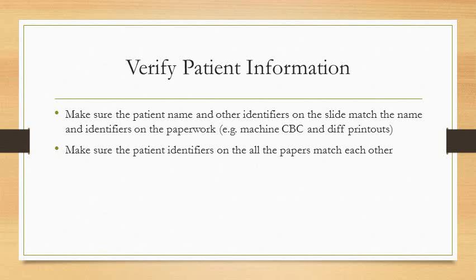So first step, before you do anything, verify the patient information. Make sure that the patient's name and other identifiers on the slide match the name and identifiers on the paperwork. For example, if you have any CBC or diff printouts from the machine, make sure that the patient name on that matches the slide. Also make sure that all your paperwork matches. Say you have multiple printouts, make sure they all match. Sometimes you have a different cover sheet, make sure the cover sheet matches the diff. And this will save a lot of problems.